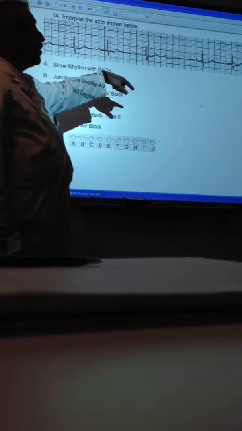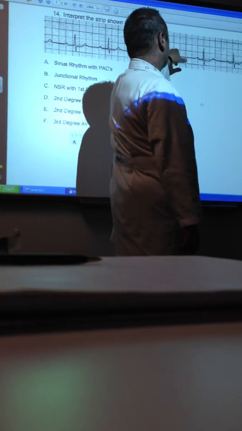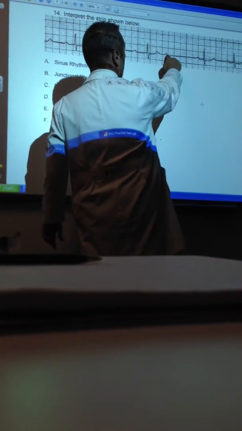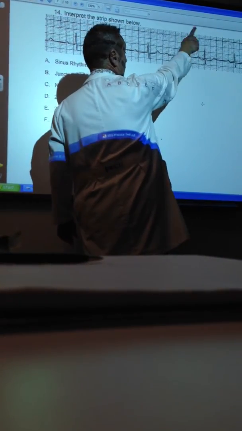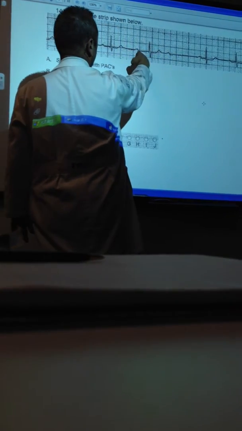Looking at this rhythm, I've got a hole going on right here. And I look before that, I see a P wave all by itself, so I know I dropped the beat. I go back to this one, okay, measure this.